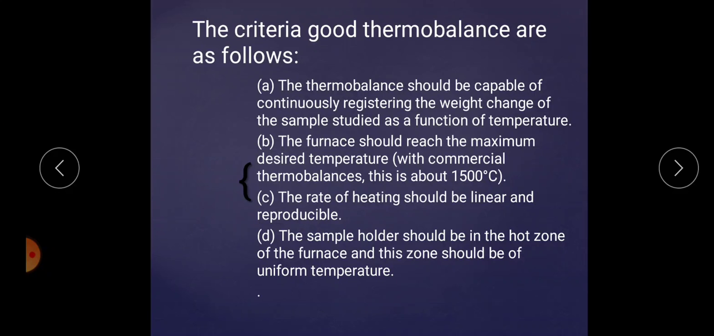For example, you see that if you put two pieces of wood in a stove, one wood is burning and one wood has gone out, then the side of the vessel where the wood is burning gets more heated, so the heat is not transferred uniformly. Such a thing must not happen in a good thermobalance. So what is the fourth criterion? The sample holder must be present in a hot zone, as well as the temperature should be uniformly distributed to the sample holder. These are the 4 points.